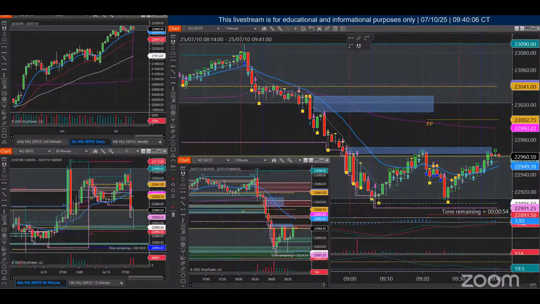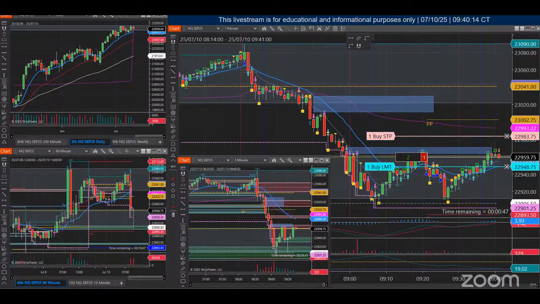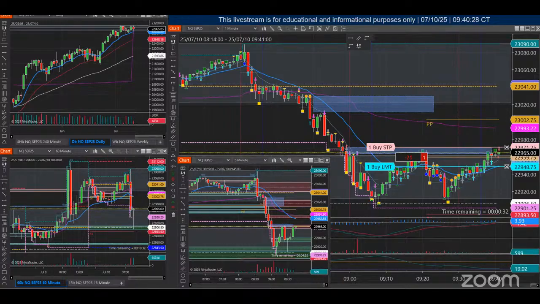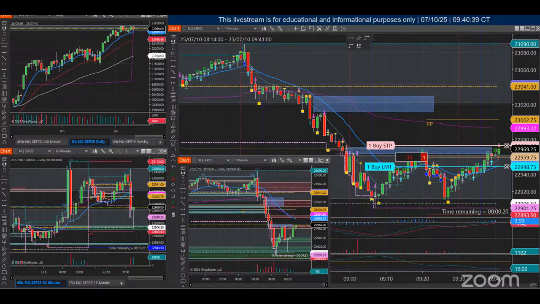Okay, is it going to break out or break down? Order submitted. Okay, I need to get out of this. If it goes above, it is looking like it's going to break out. So that is another wrong entry. So today I'm on the wrong side of the equation all the way. So let me close this.